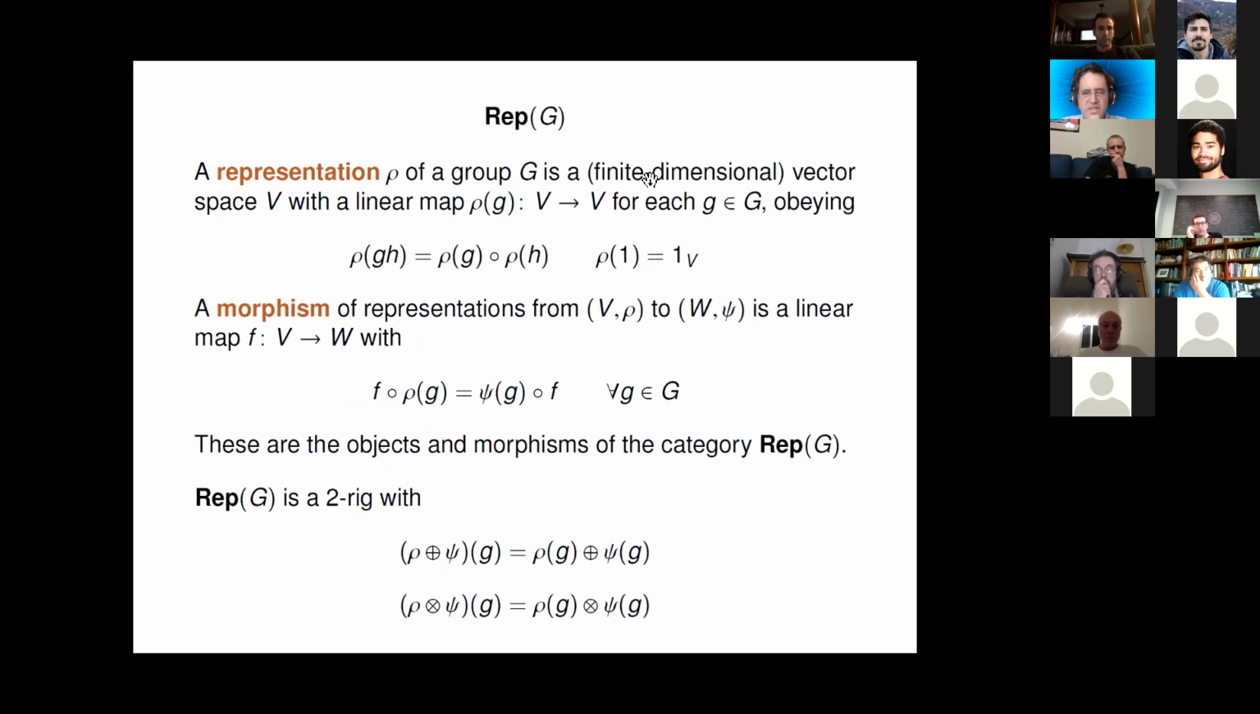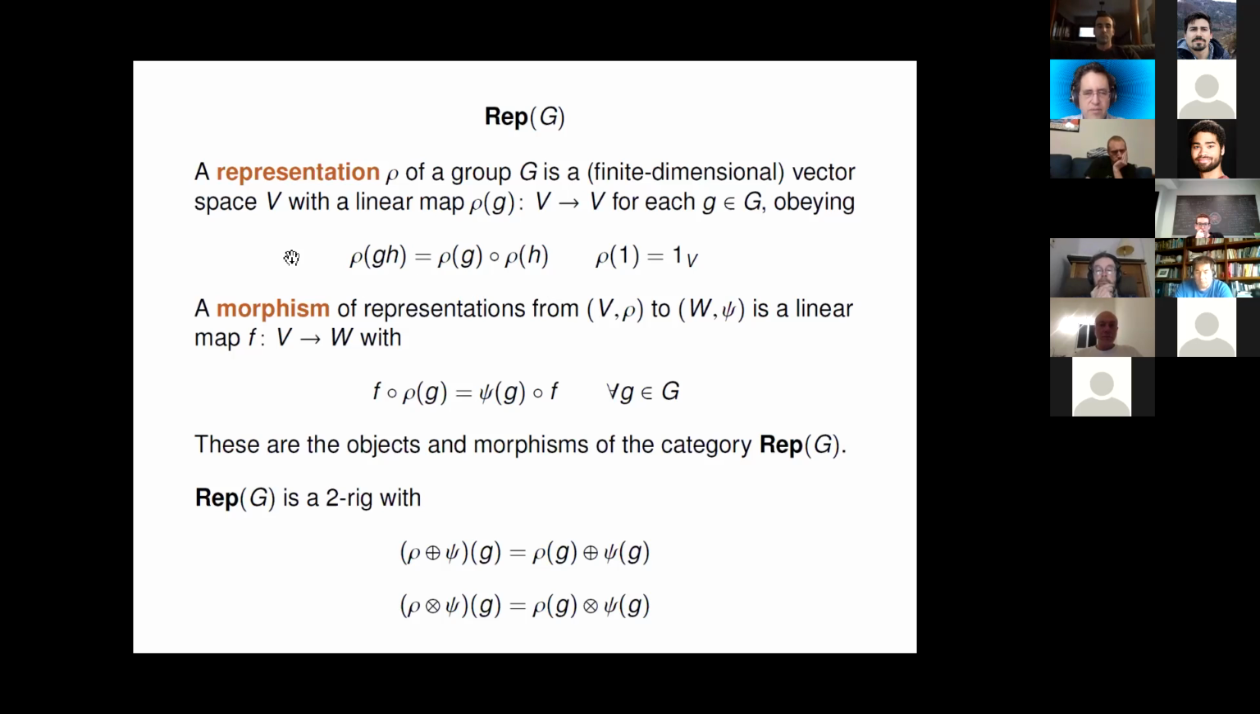Let's just look at an example. Rep G. A representation of a group is, let's say, a finite dimensional vector space with a linear map rho of g from it to itself for every group element, such that if you multiply group elements and then convert it into a linear map, that's the same as doing it separately for each one and then composing those linear maps. And rho of one is the identity.